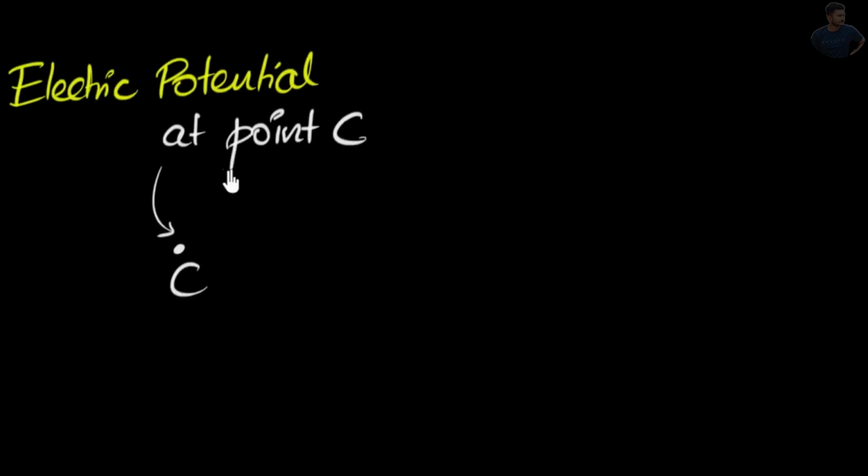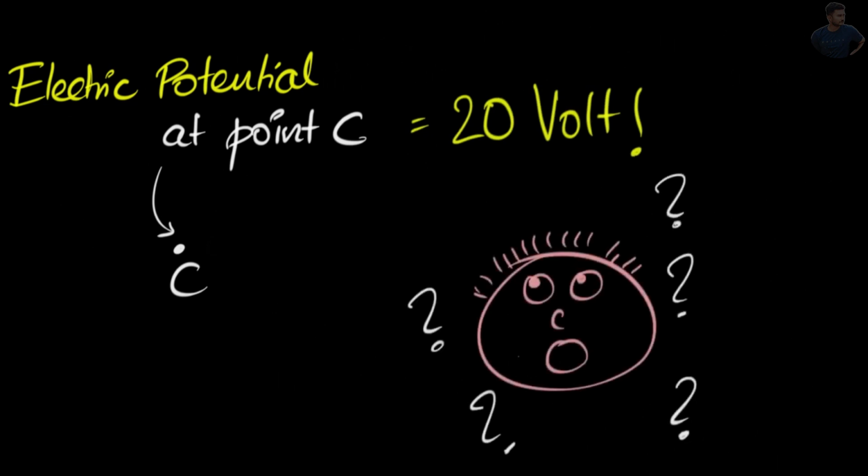When you're walking on a street, let's say somebody comes to you and says, "Hey, electric potential at some point in space, let's call it point C, is 20 volts." What is the meaning of that statement? What would it mean? By the end of the video, you'll be able to explain this statement in very simple terms to someone.